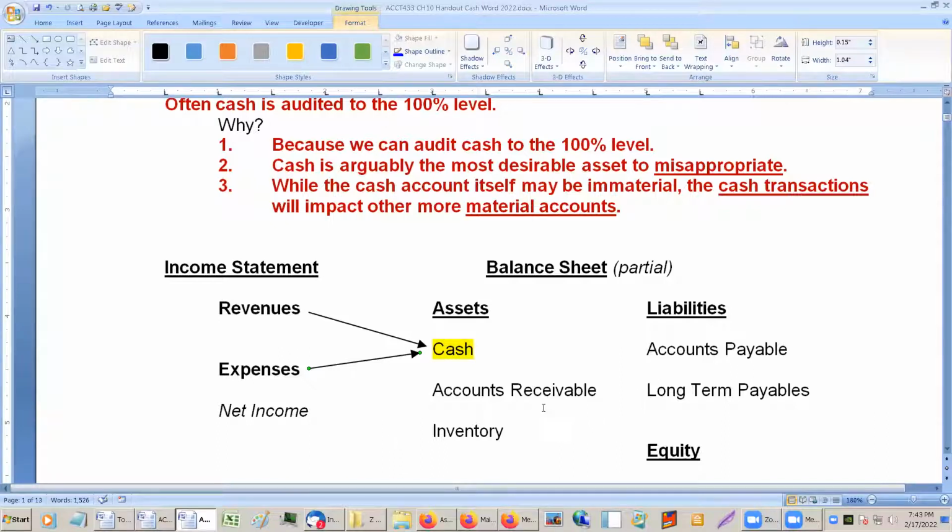So if you have cash expenses and revenues, they'll directly affect the cash account. You say, well, wait a minute, what if they don't pay cash? What if they do it on account? Okay, it goes on accounts receivable. Accounts receivable eventually gets turned into cash.